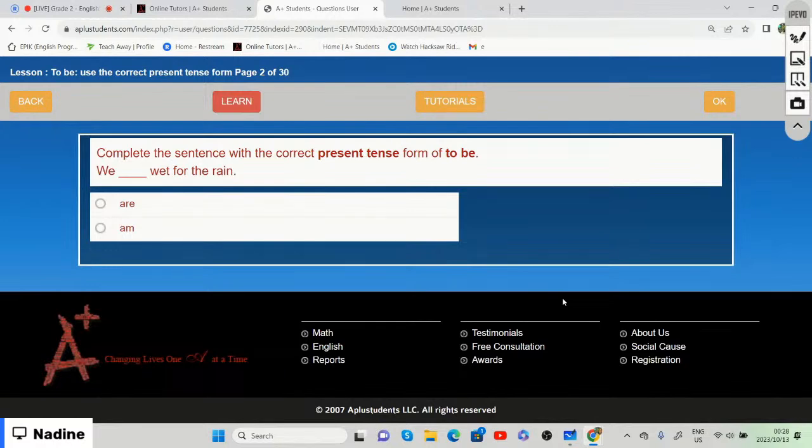We, right? Our subject refers to more than one person. We. Do we say we are with for the rain, or we am with for the rain? We need to choose the correct present tense form of to be to complete our sentence.